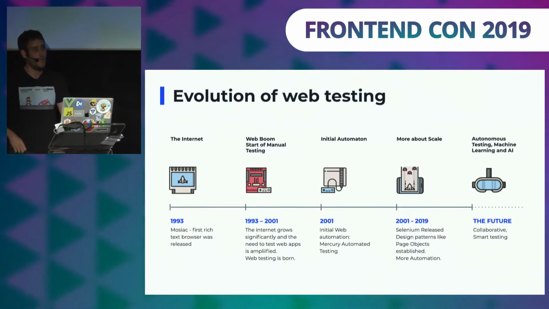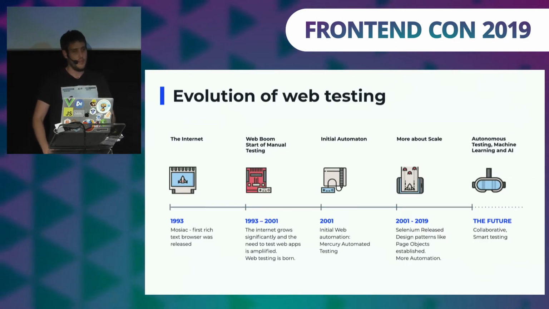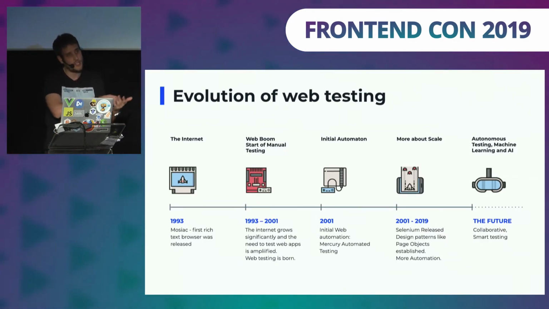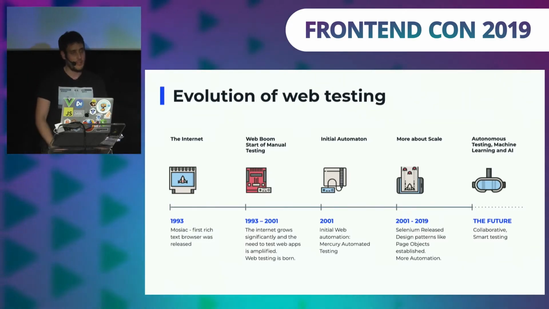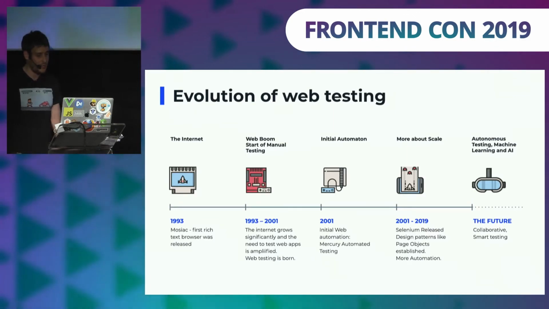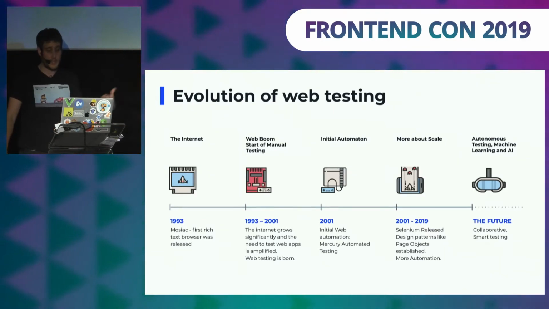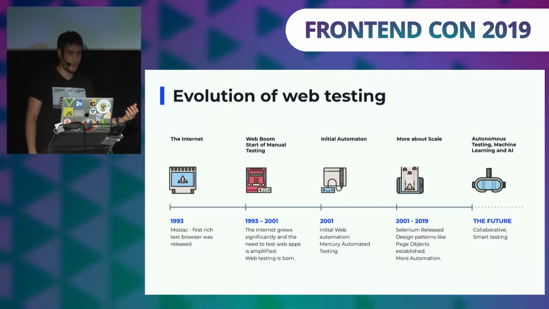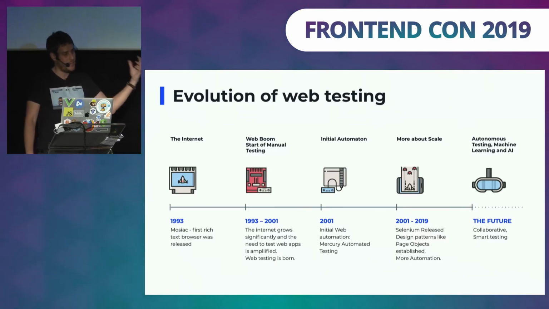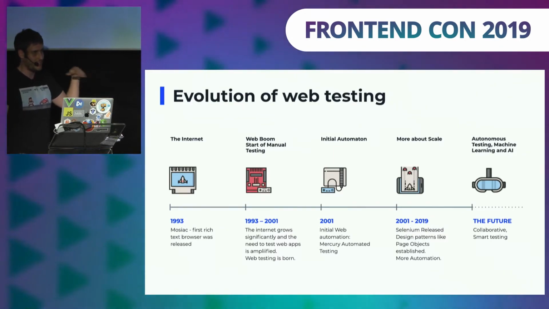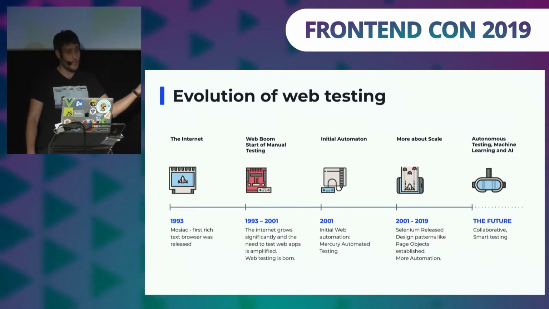Now, those of you who did web in 1993 to 2001, the web was very young. And after that, Flash was popular for a while. But the internet exploded, like we all know this. Software ate the world. The internet grew significantly. And testing was born. Now, in 2001, a tool called Mercury was created. It was acquired by HP Software. And they're the first who did automation on the web.